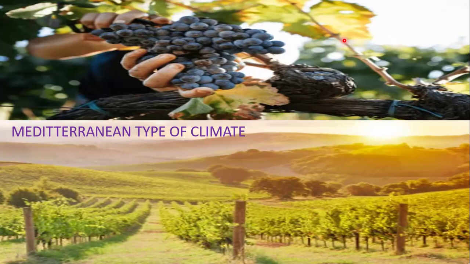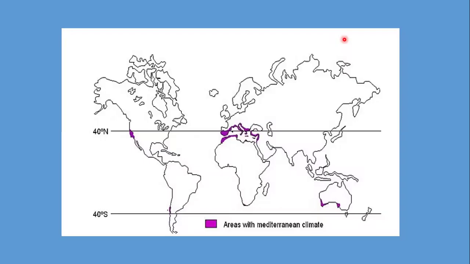Mediterranean climate is a unique type of climate, also known as dry summer climate. Koppen's Cs, capital C, small s, which is a temperate climate. This type of climate is found in the lower mid-latitude between 30 degrees to 45 degrees north and 30 degrees to 45 degrees south of the equator.